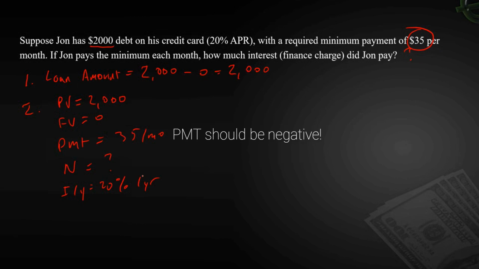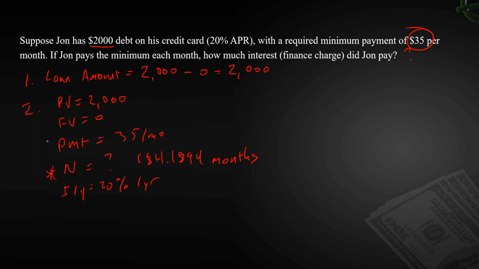Okay, so when you enter that into your calculator, you should get an N of 184.1894 months. So we had to do step 2 here because we need payment and N for step 3. And we didn't know N from the problem, right? The problem did not tell us how long he's going to be paying this off for. So we needed to make sure that we had that.